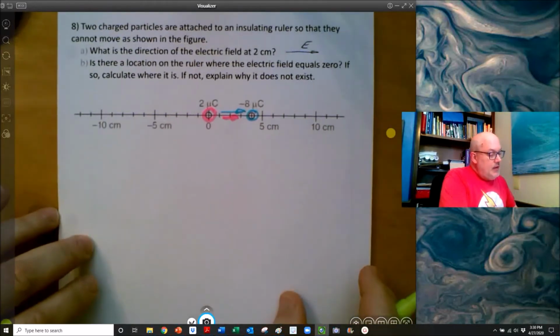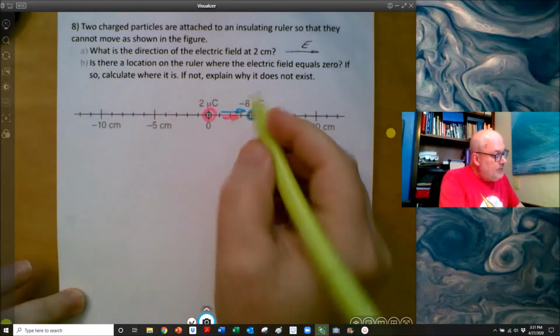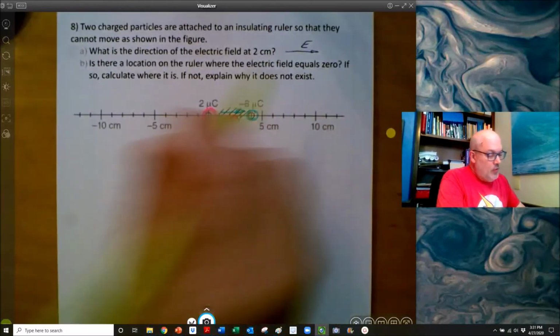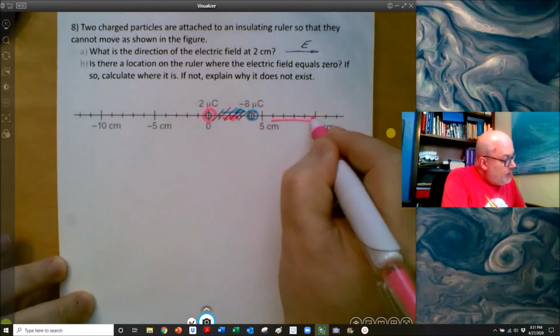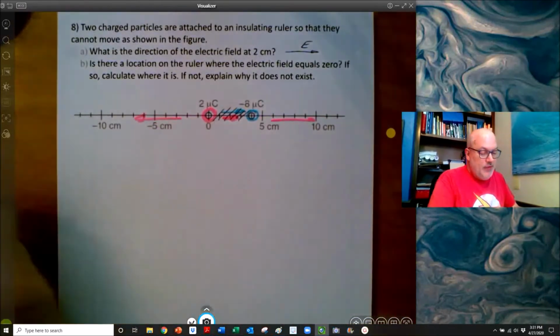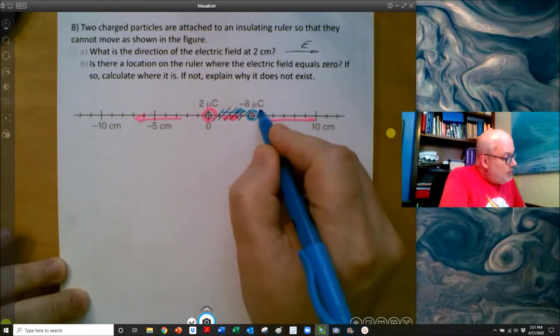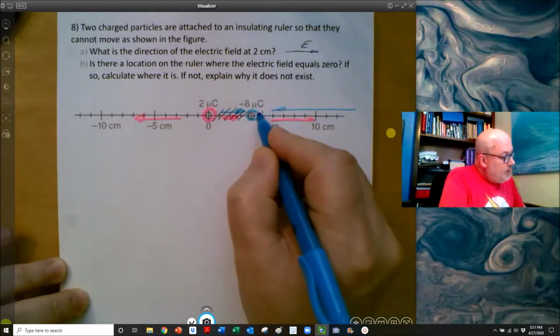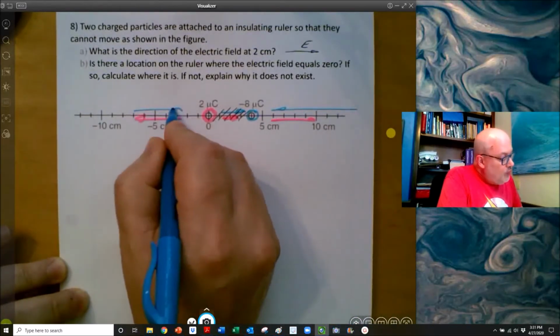Okay, is there a location on the ruler where the electric field equals 0? If so, calculate where it is. If not, explain why it does not exist. Well, it can't exist in here. That won't work. So I have an electric field that points away to the right here and away to the right here from our positive pink charge. And it points inward to the left for the blue one and inward to the right on the blue one.